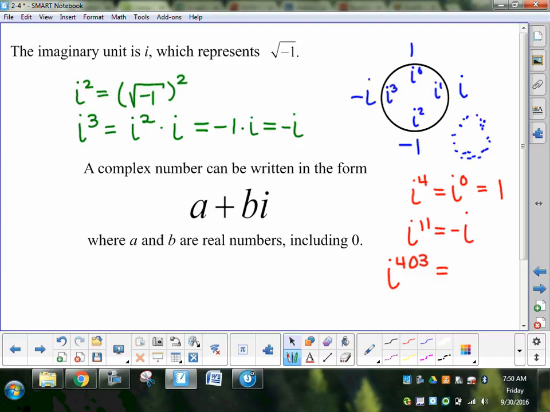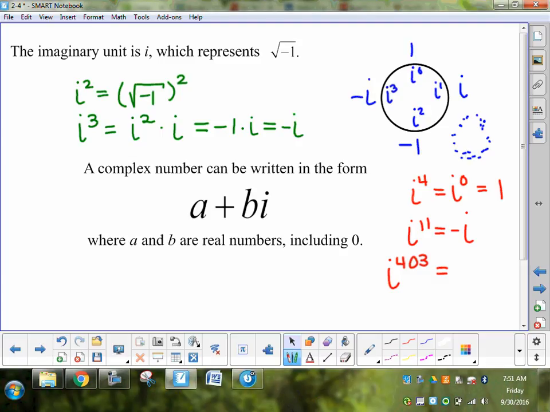Now, I give this one because what multiple of 4 is right nearby 403? Hands up, please. There's 2 neighbors that it's got. 400. So i to the 400th is going to land up top. 401, 402, and 403. You could have also used 404 and gone back 1. It doesn't matter. Anything in the ballpark will help you. But every multiple of 4 falls up top.